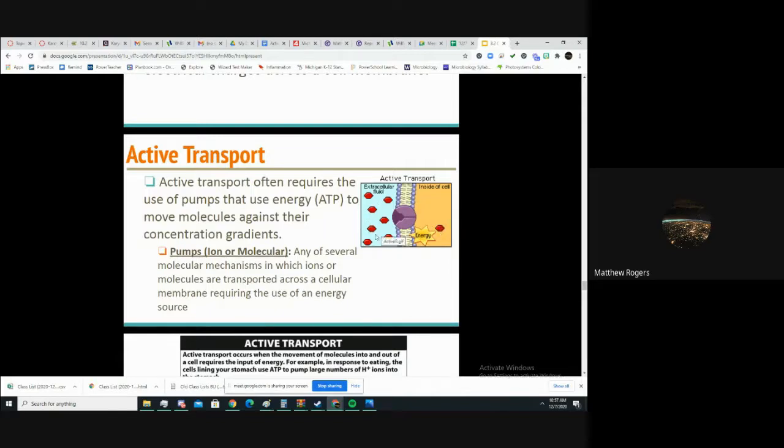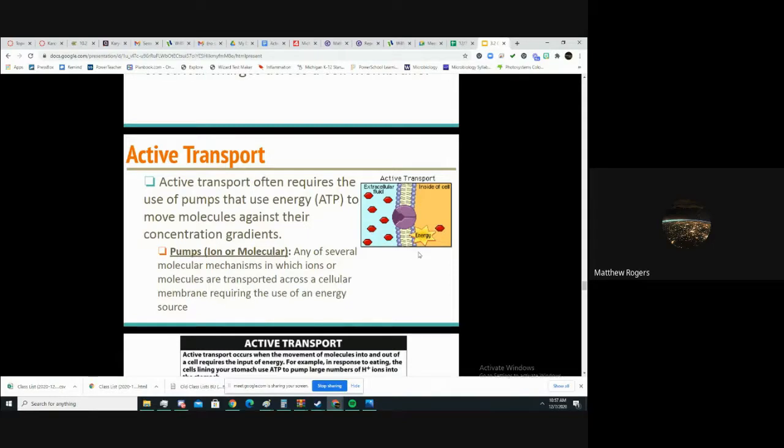Okay, so active transport is any of several molecular mechanisms in which ions or molecules are transported across a cell membrane requiring the use of an energy source. We're going from low to high, using energy to do that, going against the normal, natural concentration gradient. So this is the pump. This is one of the pictures you're going to draw.